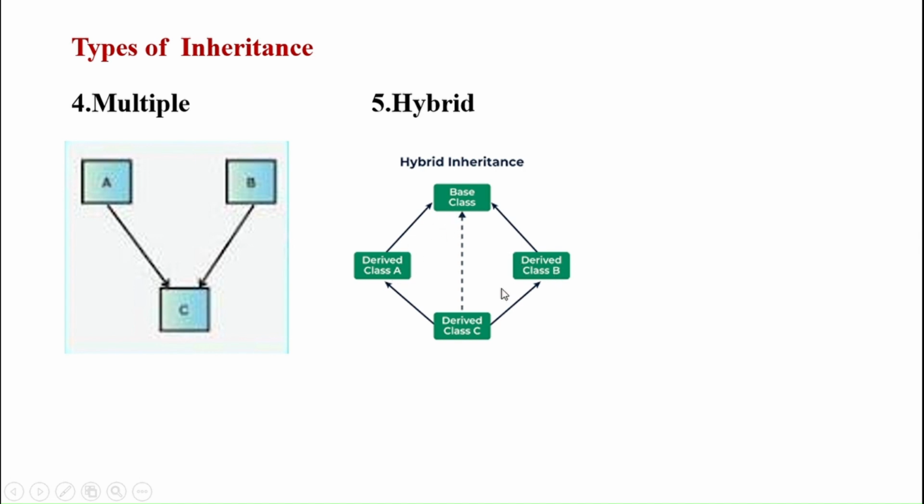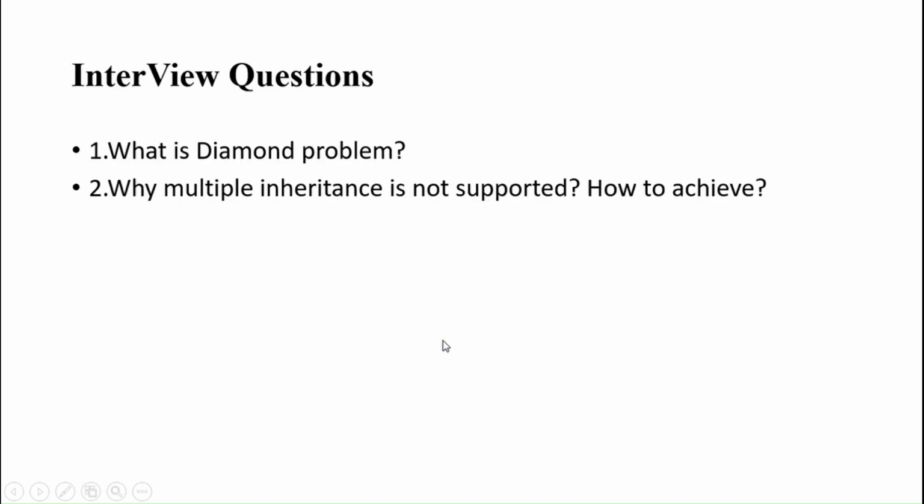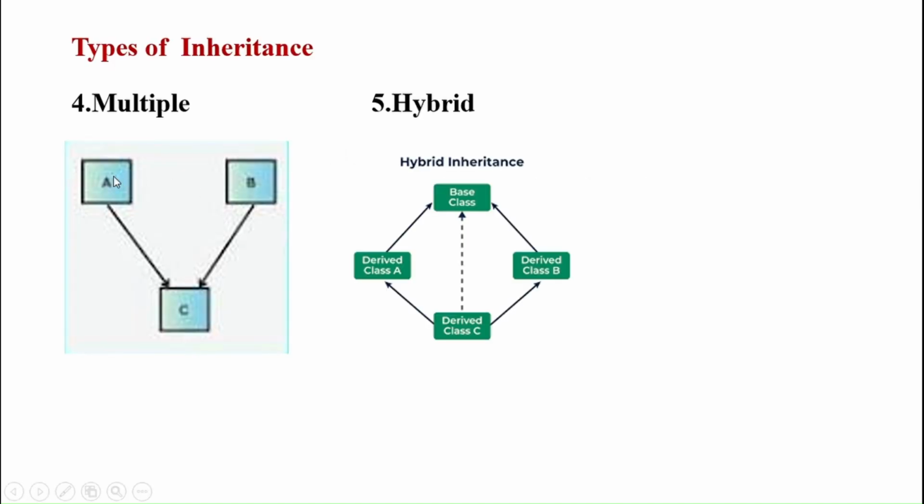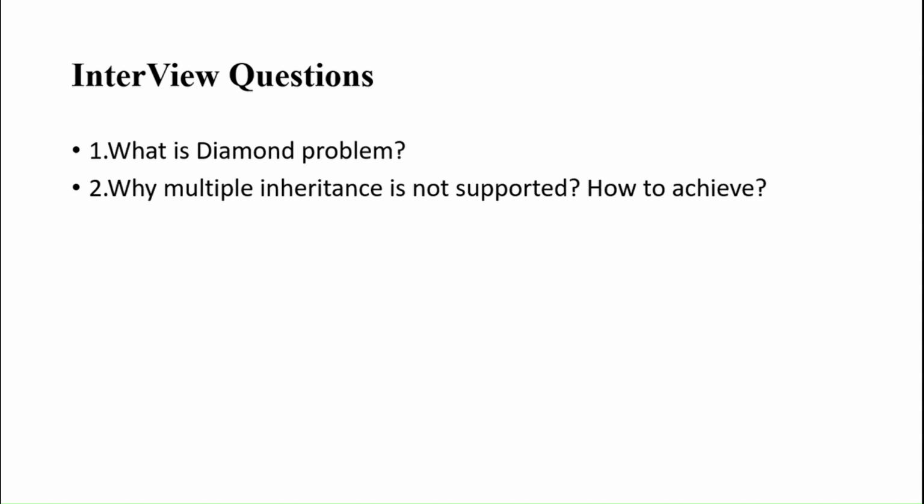Now, the derived class C tries to access the properties of class A as well as class B, due to which ambiguity issues are generally created. Class C is confused about which properties are to be accessed, either the properties of class A or the properties of class B. In this way, we generally represent the diamond problem. Hence, multiple inheritance is not supported in Java due to the ambiguity issue, as we discussed earlier. So how do we achieve it? With the help of an interface, we achieve multiple inheritance in Java. So now we learn each inheritance with the help of a program.